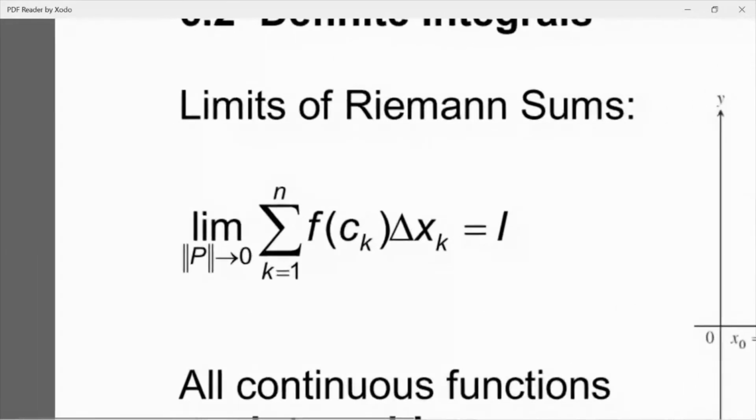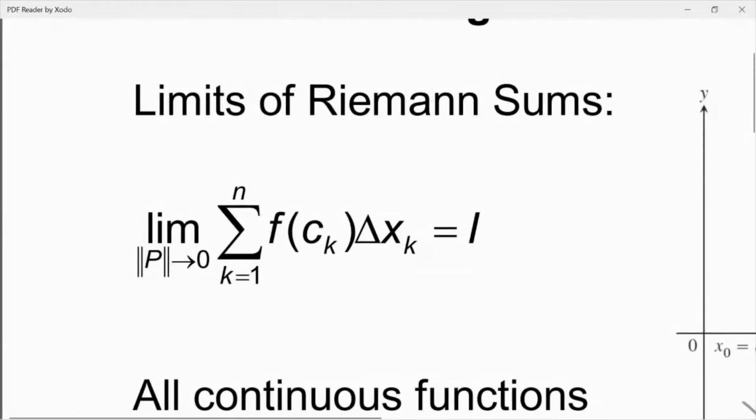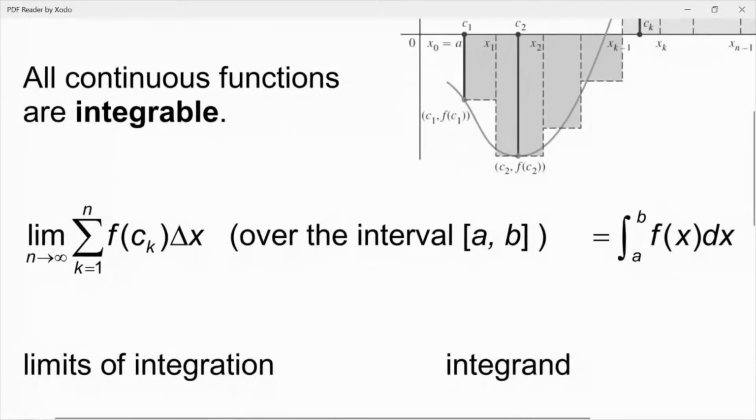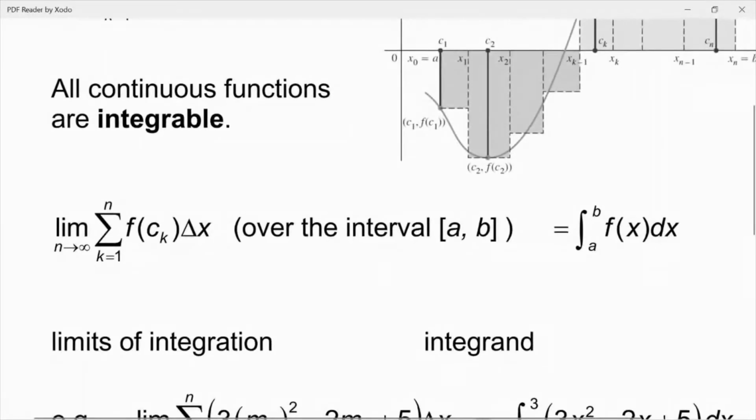Okay, so that's what this notation is showing. If we take the limit as the width of those rectangular partitions approaches 0, and we sum up all of those pieces, remember we talked about the summation notation last time, then that's going to be equal to the integral value. So I is just our integral value. All continuous functions are considered to be what we call integrable. That means you can take the integral of them. And this is just notation that we're going to use.